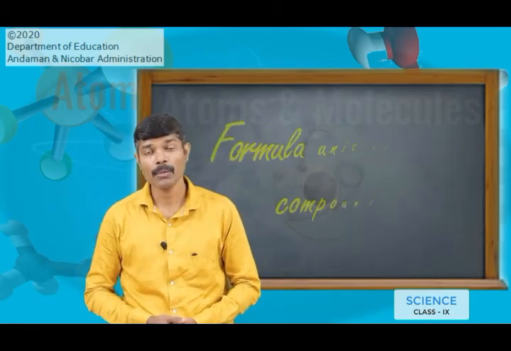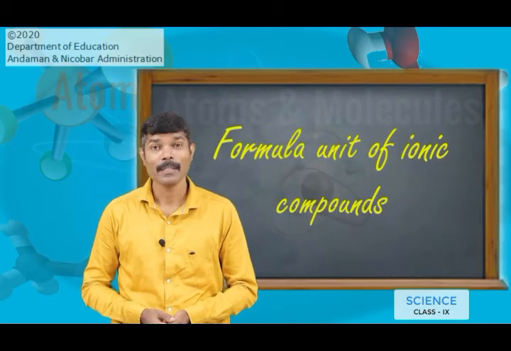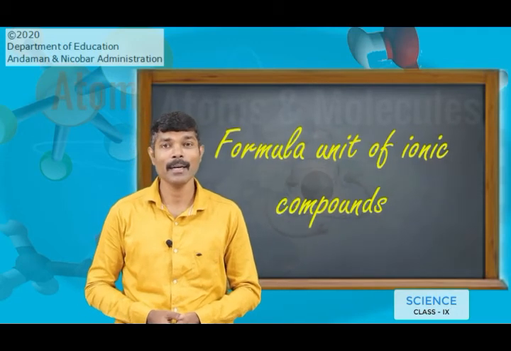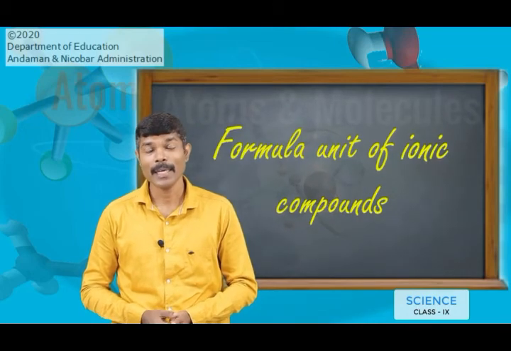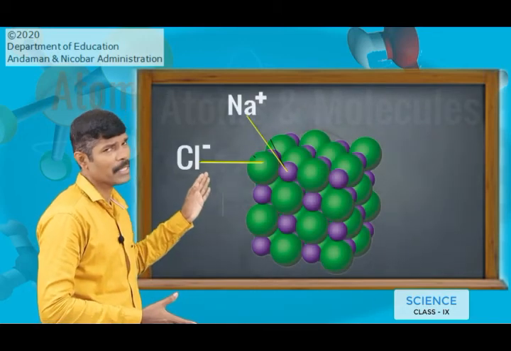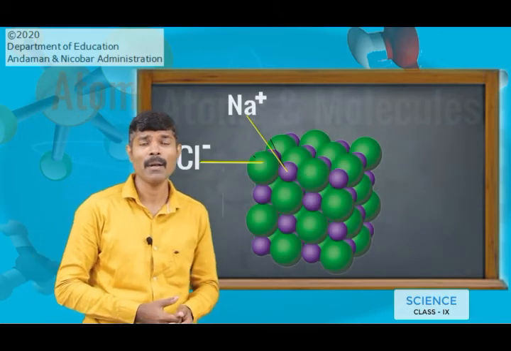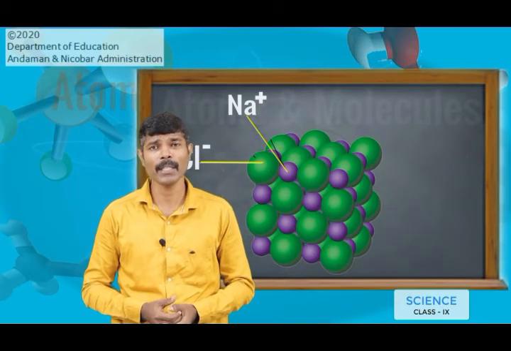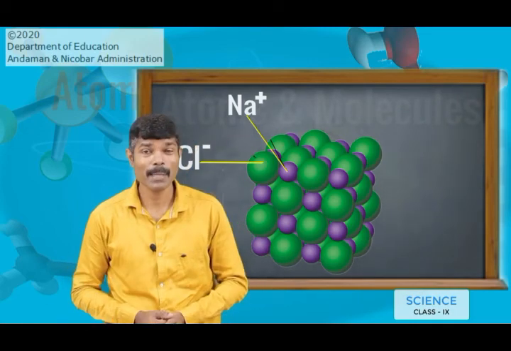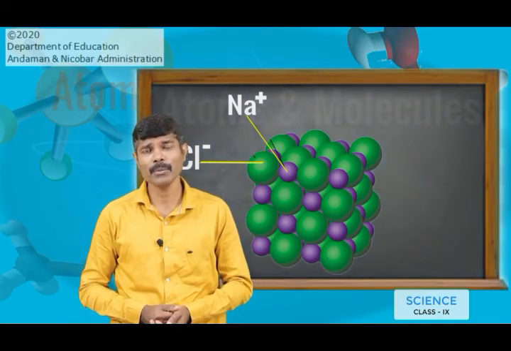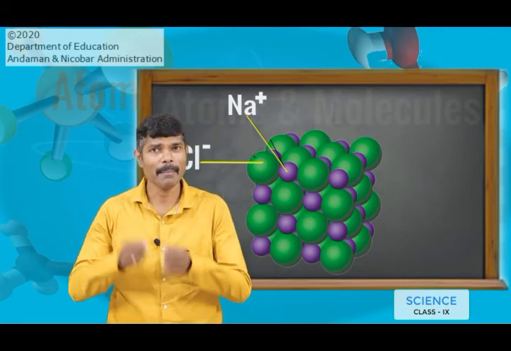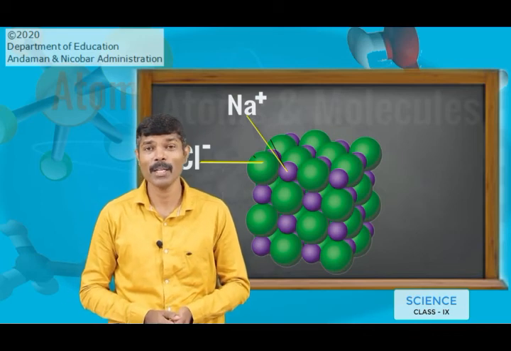Now we see the formula unit of ionic compounds. Dear children, ionic compounds do not exist independently like molecular compounds. Here the ionic compounds form a huge structure, as you can see here, millions and millions of ions combined by interionic force of attraction, and as a whole the compound will be very huge. The simplest combination of ions that produces an electrically neutral unit is called the formula unit, and the mass of this unit is called the formula unit mass.